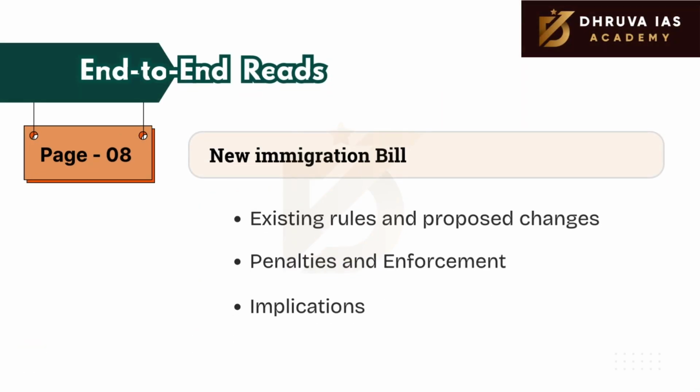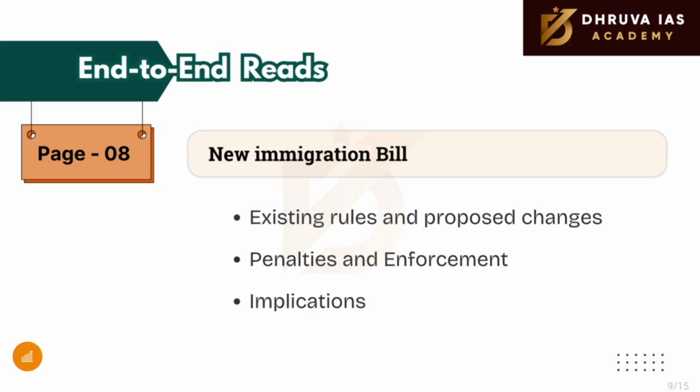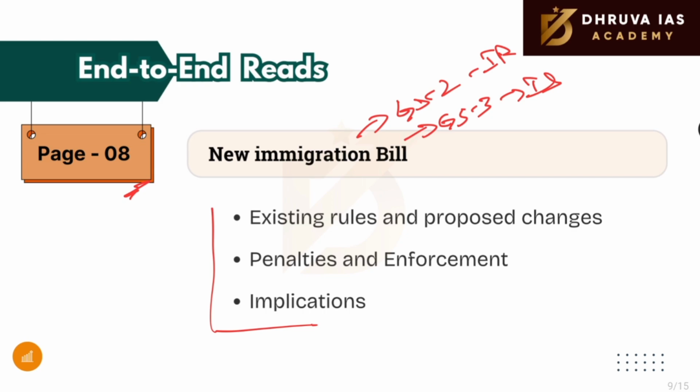The next article that we will be reading is in page number 8. It talks about new immigration bill. It falls under GS2, it comes under IR, and in GS3 it talks about internal security. Cover these dimensions while reading this article.